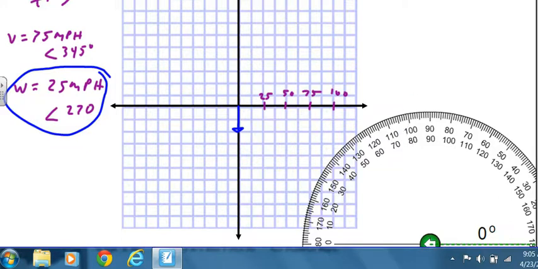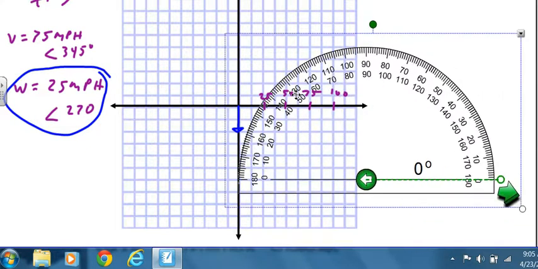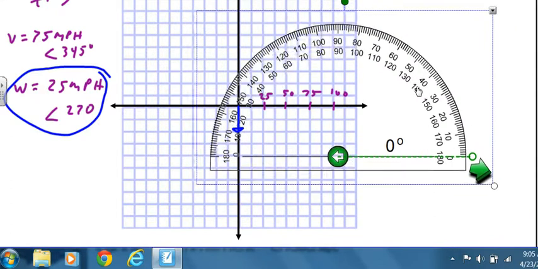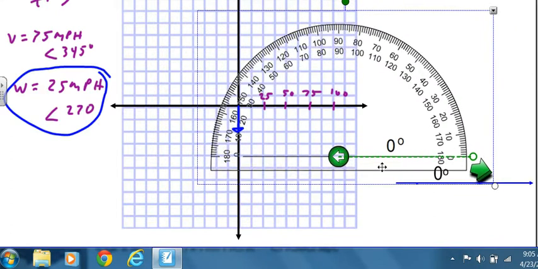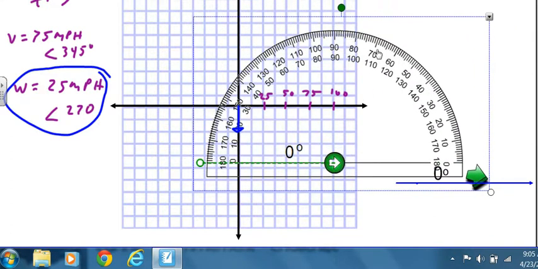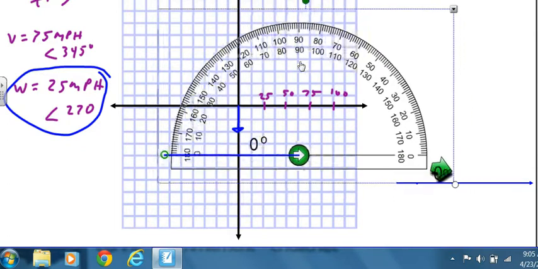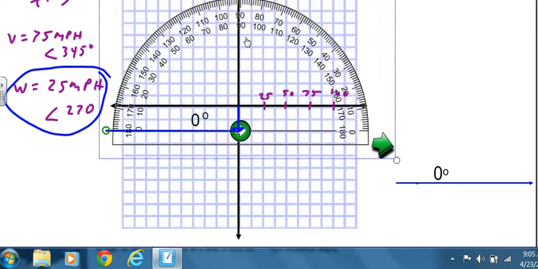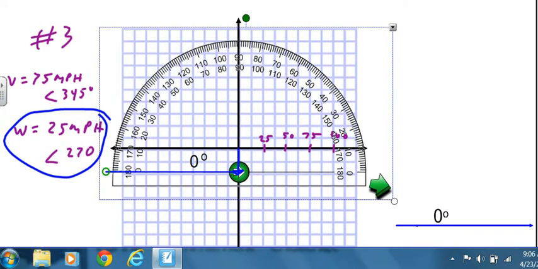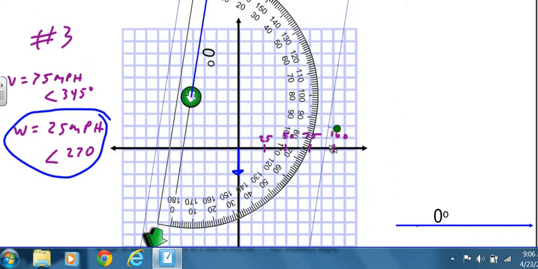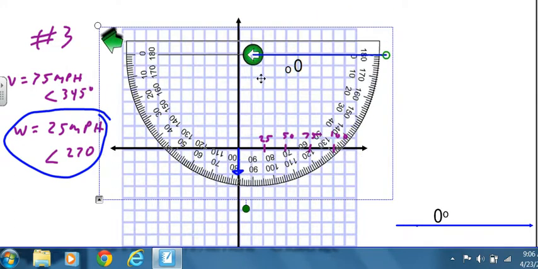And then if I look at the second vector, we need to be at an angle. Let's see, how do I make the angle turn? Oh, there we go. So we need to be at some angle. Can I rotate it? Yeah, I can rotate it. All right, there we go.